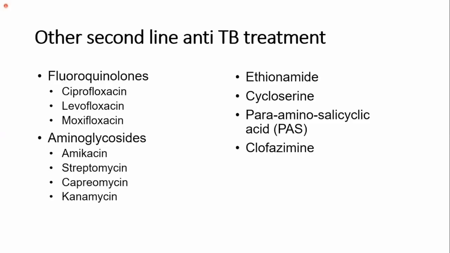Just to touch on the other ones, the same slide that I have used before. The second line anti-TB treatments, so we have learned about streptomycin as one of them. Other medicines of that group of aminoglycosides are amikacin, capreomycin, and kanamycin, so they can be used. If the initial treatment fails, there are different fluoroquinolones like ciprofloxacin, levofloxacin, and moxifloxacin. They are second line anti-TB treatment. And then there are other antibiotics like ethionamide, cycloserine, clofazimine, and PAS, para-amino salicylic acid. All these can be used as second line. You don't need to know all this, but you will learn about the fluoroquinolones and the aminoglycosides in the antibiotic lectures in the modules to come.